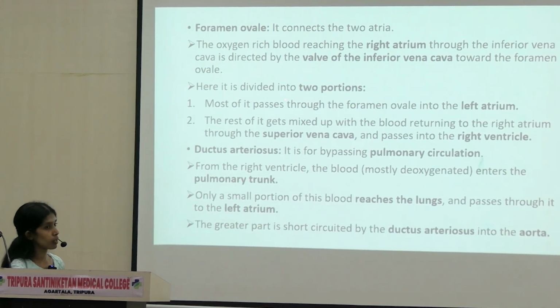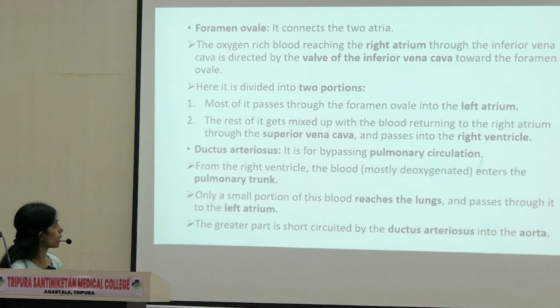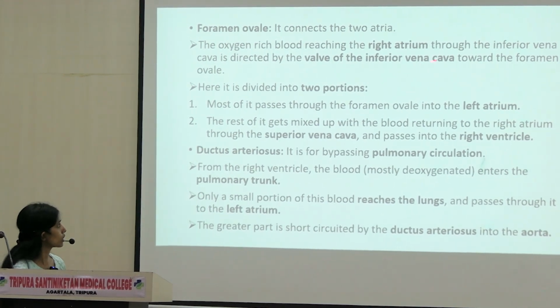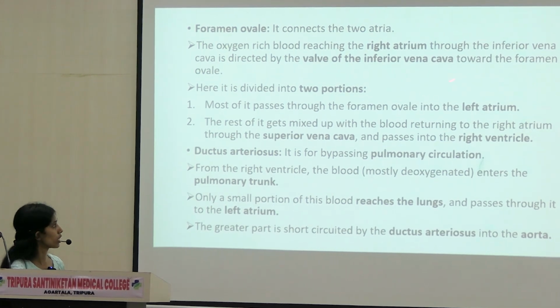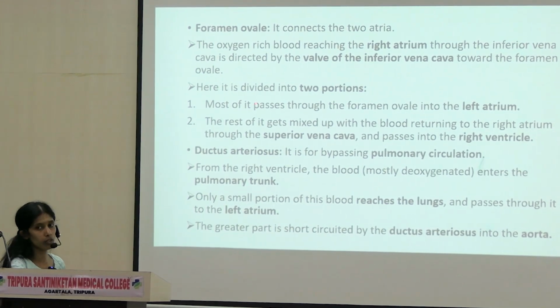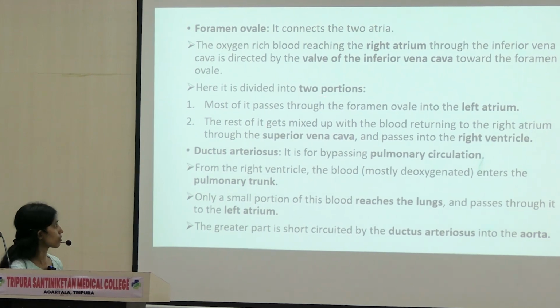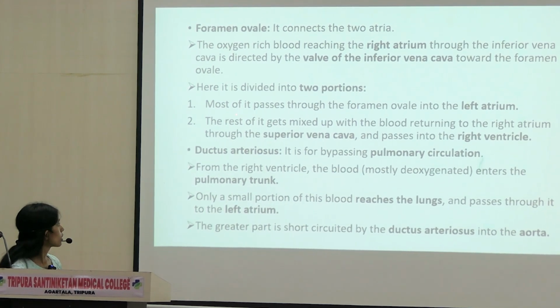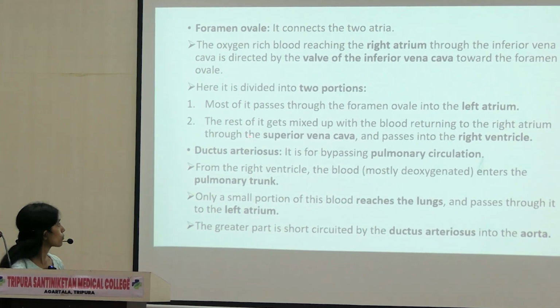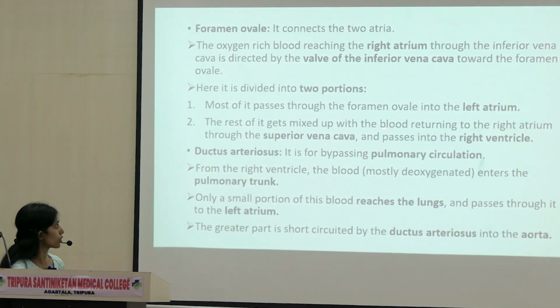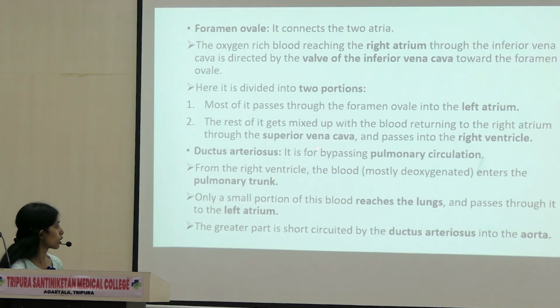A sphincter mechanism in the ductus venosus controls the blood flow. Next we have the foramen ovale. It connects your two atria. The oxygen rich blood reaching the right atrium through the inferior vena cava is directed by the valve of the inferior vena cava towards the foramen ovale. And here it is divided into two portions. Most of it passes through the foramen ovale into the left atrium. The rest of it gets mixed with the blood returning to the right atrium through the superior vena cava, and it passes into your right ventricle.